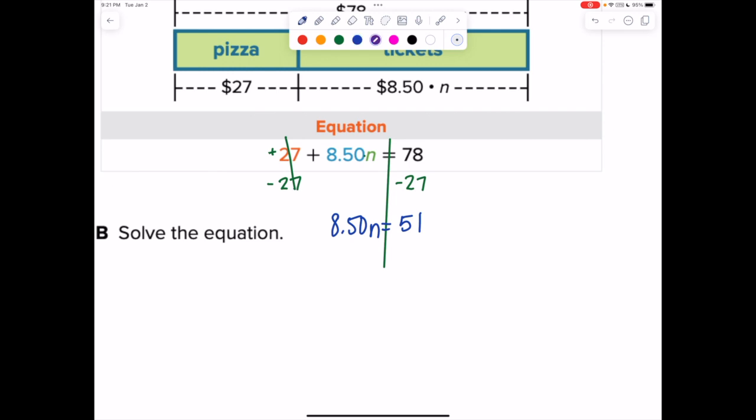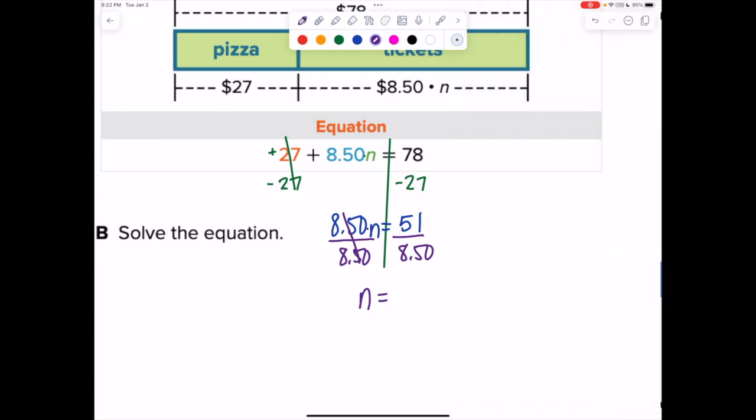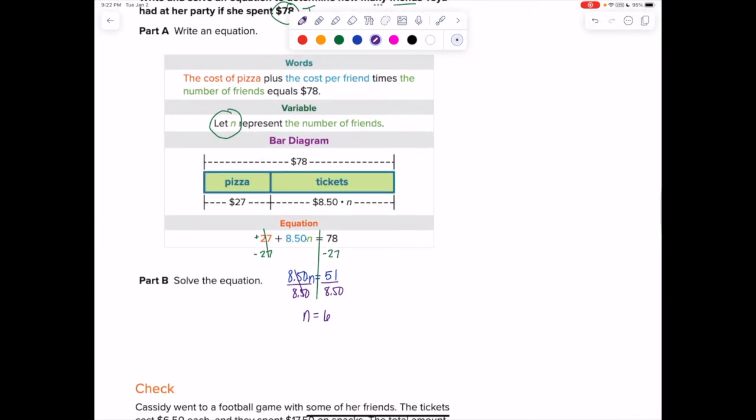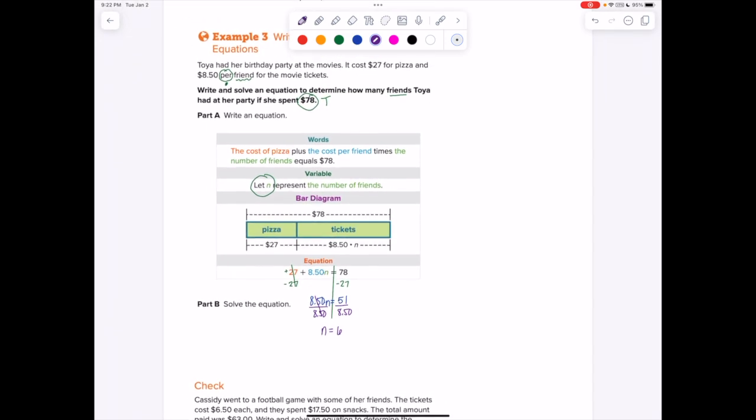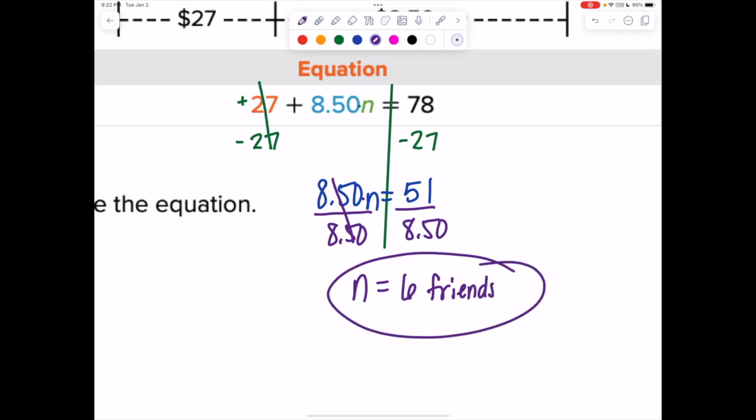Okay, all right, now we need to isolate the variable still. So we have a times n, so we need to divide by 8.50 on both sides. And we're left with n equals whatever that is. 51 divided by 8.50, and there we go, equals 6. So what is this actually? It said how many friends? So this is 6 friends. Okay, and there you go.